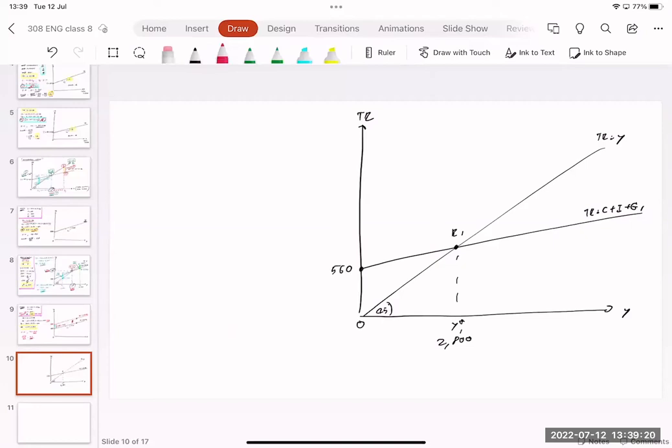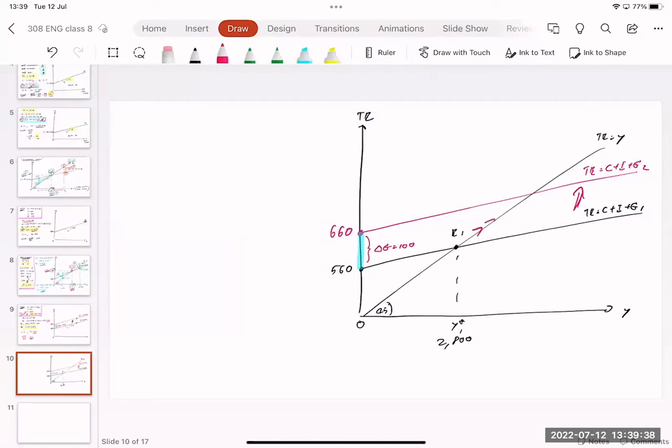The government spends more, so the whole curve shifts up. This is TE equal to C plus I plus G2. The starting point changes to 660. Okay, the gap here is delta G equal to 100.